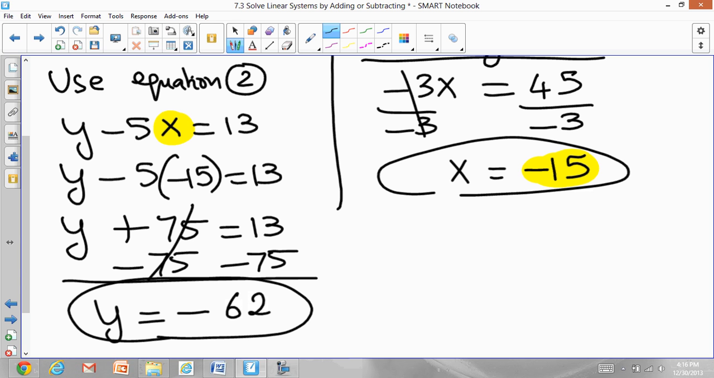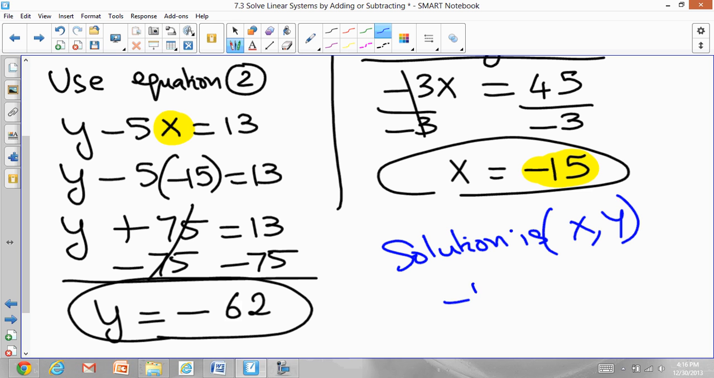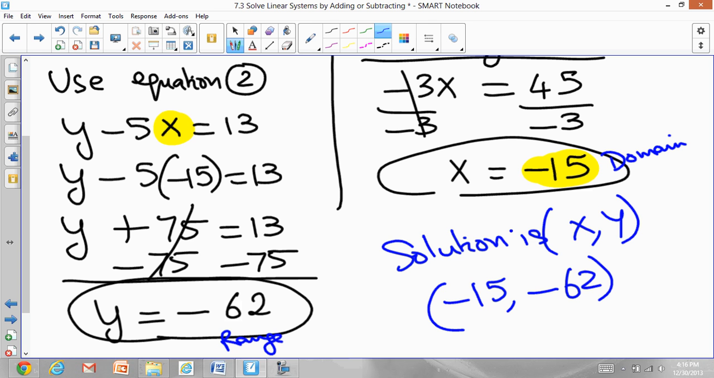So once you get y equals negative 62, the solution is always x comma y. So in this case, it's going to be negative 15 comma negative 62. So this is your domain, which is negative 15, and this is your range, which is negative 62.